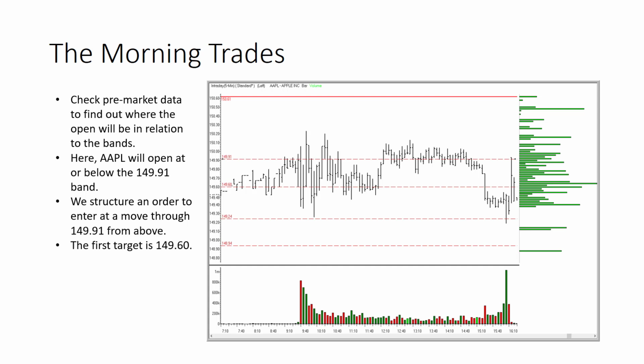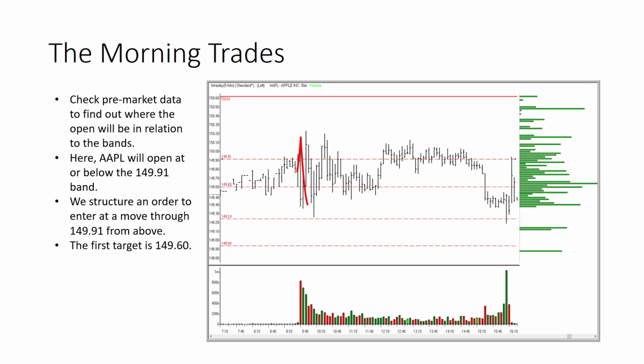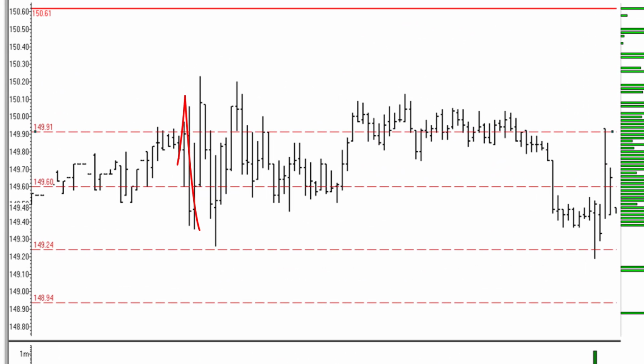And if you have your entry and your target set up, then the important thing to remember is that the stop you're going to establish should have some relationship to those price by volume bars out on the right side of the chart, as well as the travel above that 149.91 line in that first bar of trading and that second bar of trading.